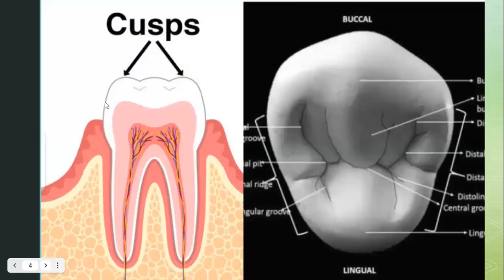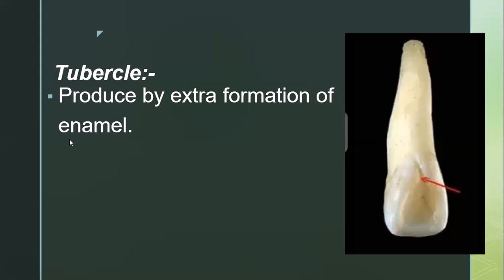Next, we have another picture. As you can see in this picture, here we have a cusp, here we have a cusp, right? These are the dividing structures of primary parts of the tooth. This is the occlusal surface shown in this figure. This is the premolar, basically the first maxillary premolar, showing two cusps. This is the buccal cusp, this is the lingual cusp, dividing the occlusal surface into buccal and lingual parts, right?